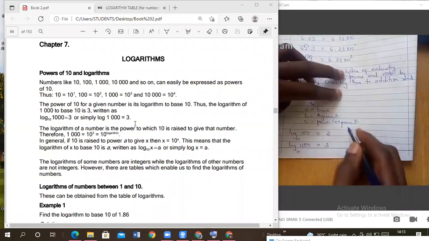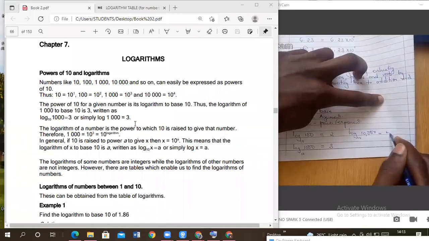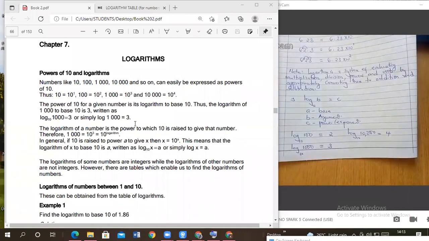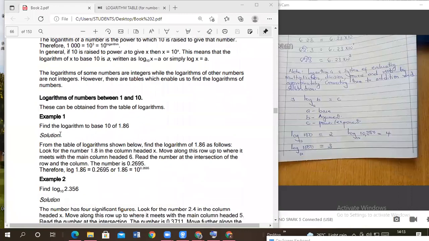Log to base 10 of 10,000. That one, the answer is what? Is 4. How did we work out that? Those are the numbers which can be expressed to the power of what? To the power of 10. And we also went ahead and saw how to get the logarithm of numbers between 1 and 10.